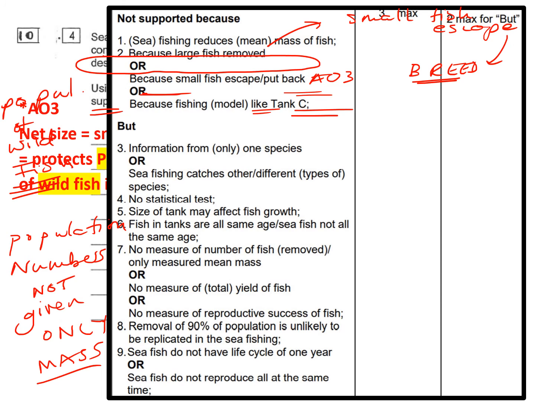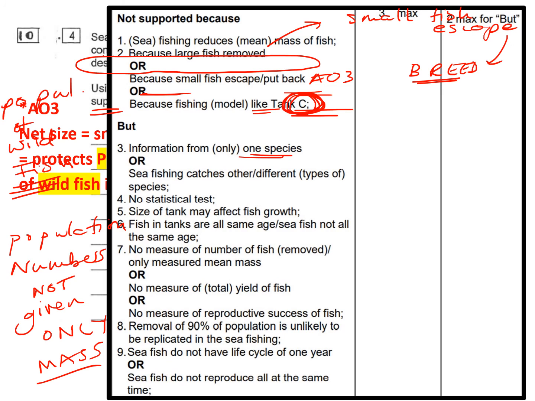So that is acting like tank C. So tank C was mimicking the effect of the small fish being able to escape and breed out in the wild. However, the information that we're given in the experiment is only for a particular species of fish. Okay, so we know this particular species of fish, when it breeds together and it's small, the mean mass goes down.